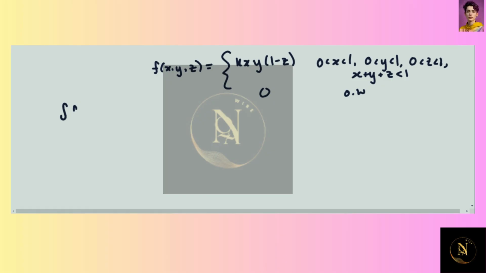Okay, so we want to find k for this joint probability distribution, and all that means is that we find k such that the integral of f over dx dy dz is equal to 1. The sum of all probabilities must be 1. That's our governing condition.